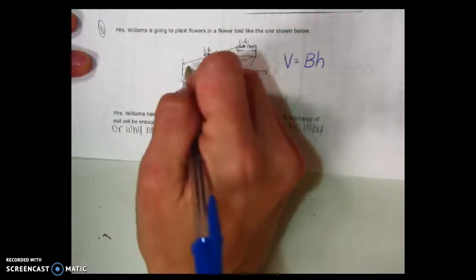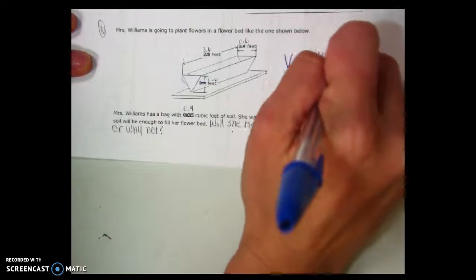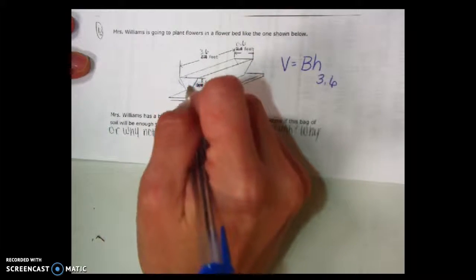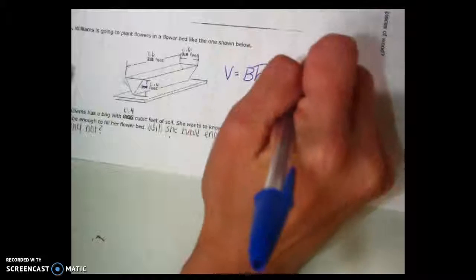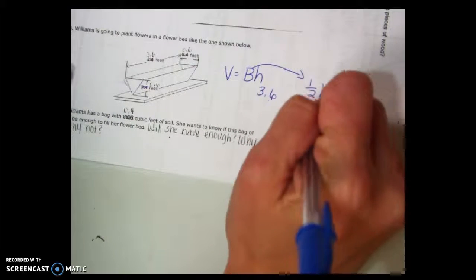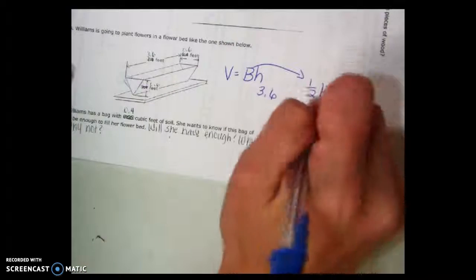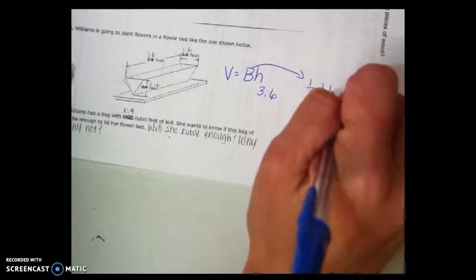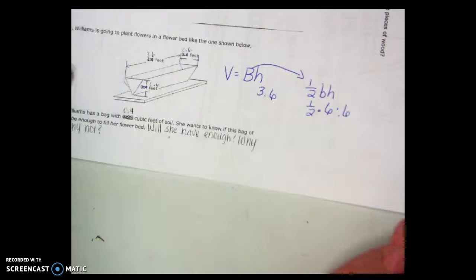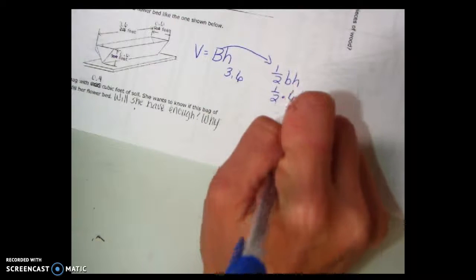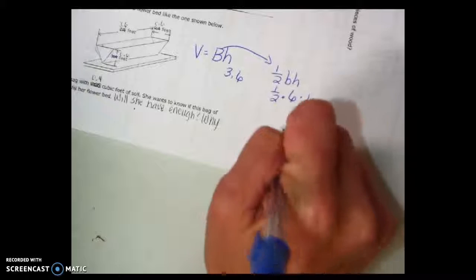Okay. So the 3.6 is your height. And then you have to find the area of this triangle. So area of a triangle is 1/2 base times height. So 1/2, the base is 0.6, the height is 0.6. So half of 0.6 would be 0.3. So now we have 0.3 times 0.6.